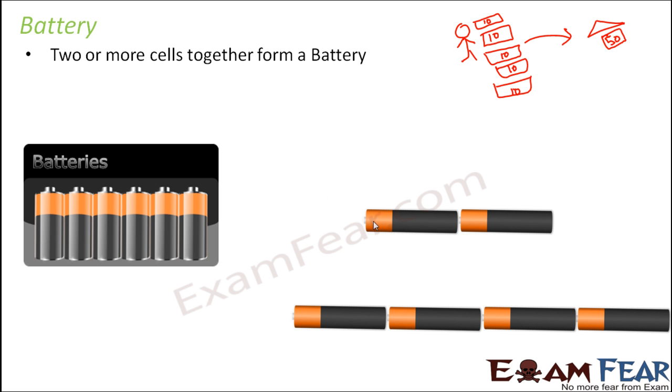So let us say if this is the positive terminal and this is the negative terminal, this is positive, this is negative. So the negative of the first cell is connected to the positive of the next. Again, the negative of this one will be connected to the positive of the next cell, and so on. So that is why when you represent it in a circuit, this is how we represent it, which shows positive, negative, positive, negative, positive, negative, and so on. So negative connected to positive, again negative connected to positive, and so on. So this is how we arrange multiple cells to form a battery.